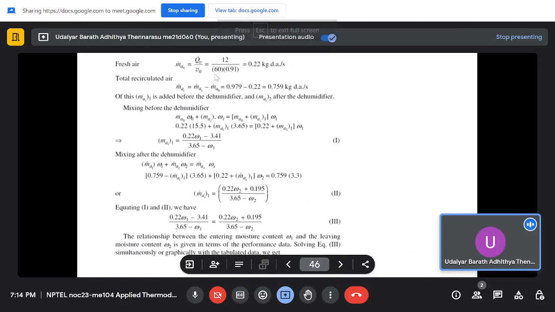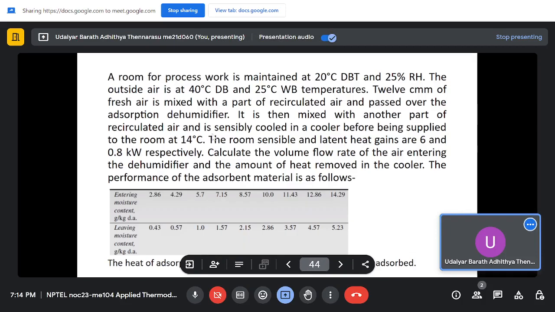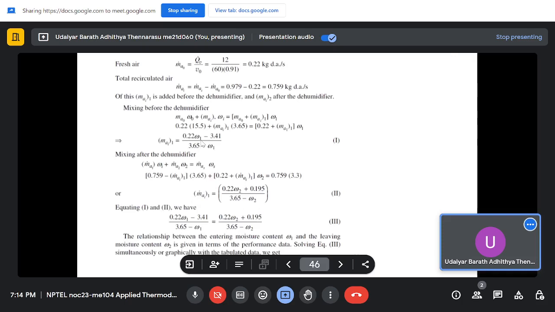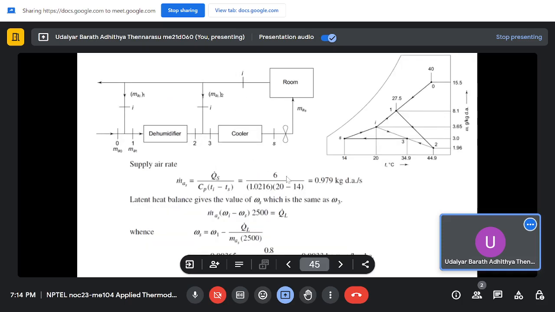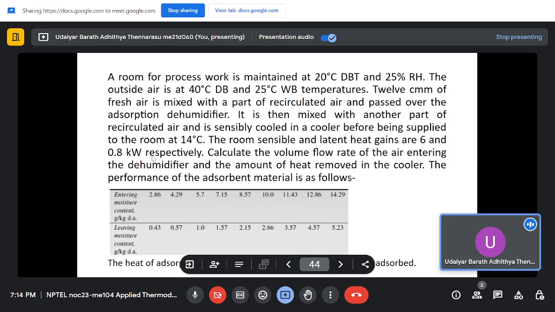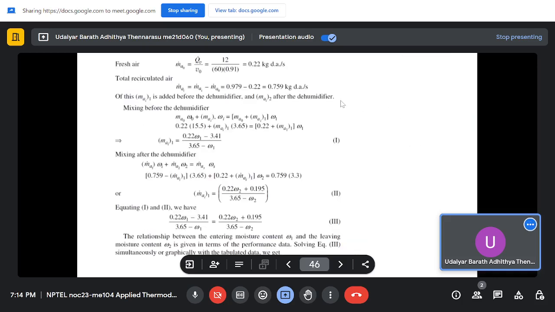Now fresh air is 12 meter cube per minute. So 12 divided by 60 to convert it into seconds, divided by specific volume of air, which is 0.91, which will come out to be 0.22 kg of dry air per second. So this is the amount of mass of air which is taken in.